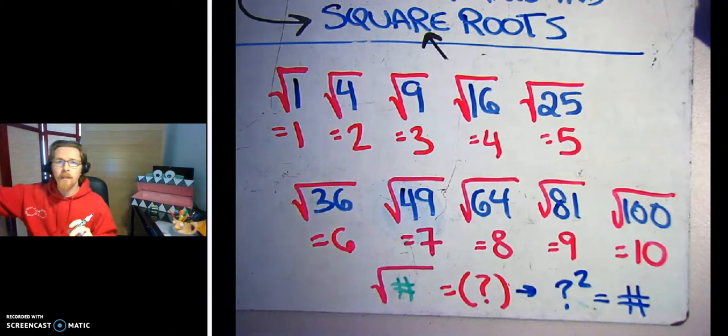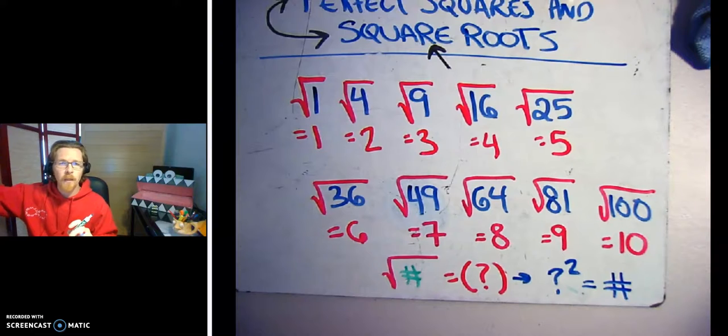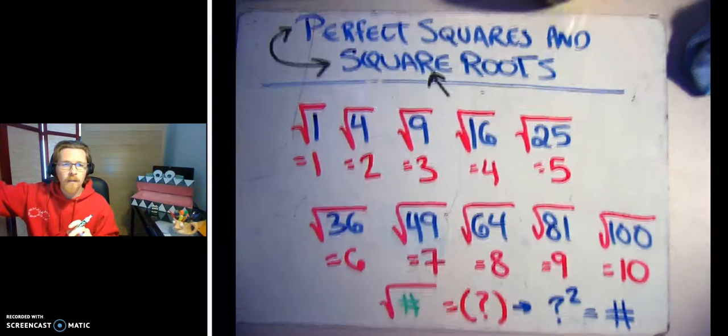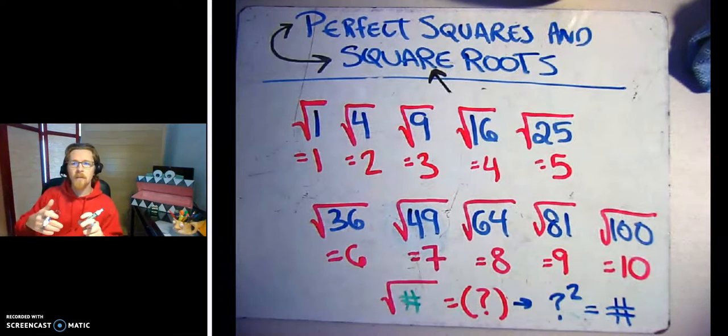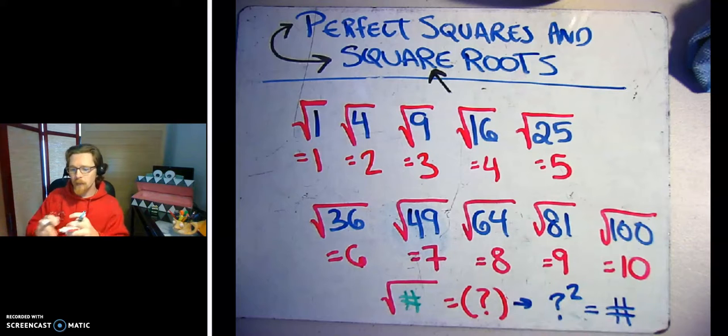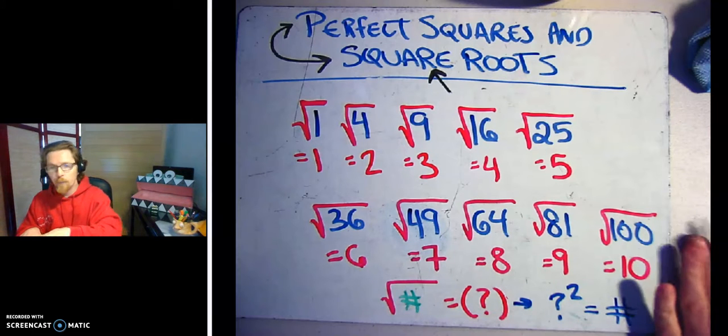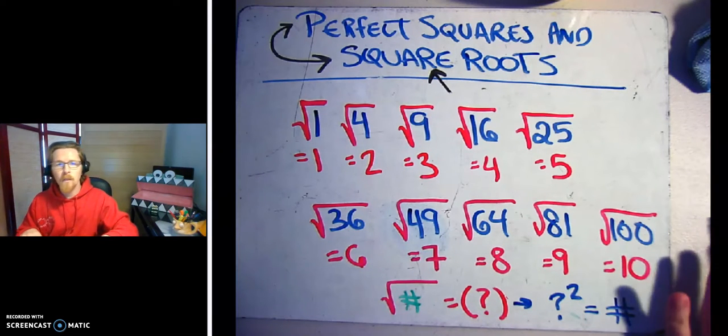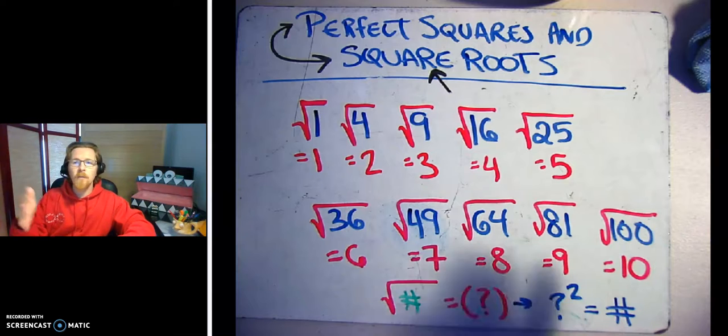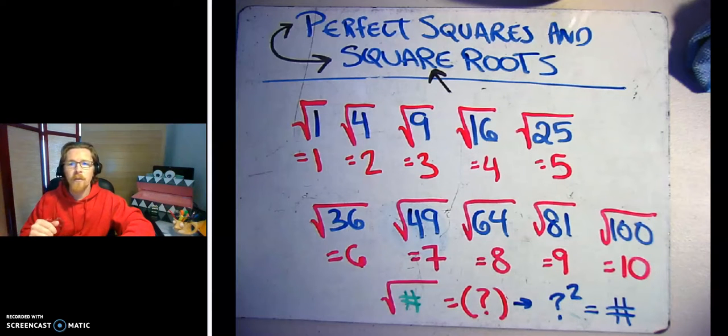So perfect squares and square roots. Square rooting is the inverse to squaring, meaning when you take something and raise it to the power of 2, the inverse operation is known as a square root.